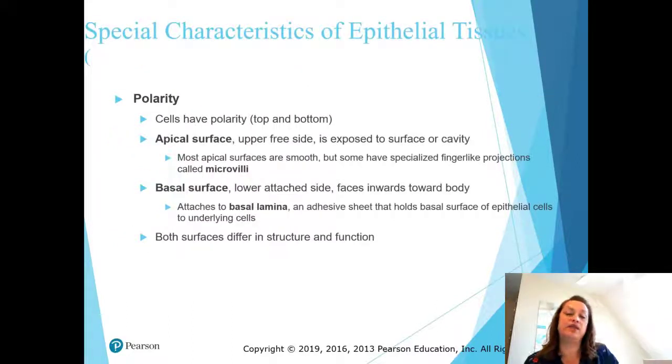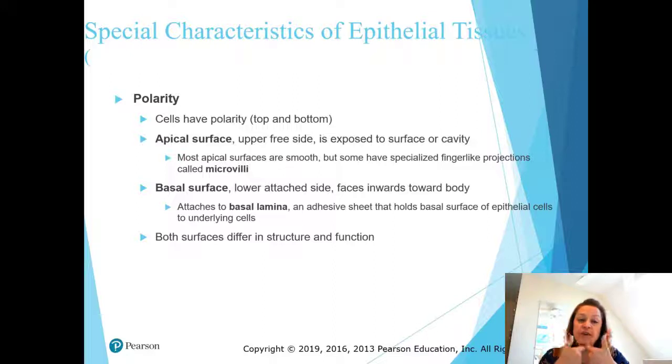So when we talk about epithelial tissue, there are certain characteristics that all epithelial tissues have. And one of those things is called polarity. And when we talk about polarity in epithelial tissue, we talk about the fact that there is a top and a bottom. The top would be called the apical surface. So you can touch the apical surface of your stratified squamous epithelia on your skin. Apical, upper free side exposed to a surface or a cavity.